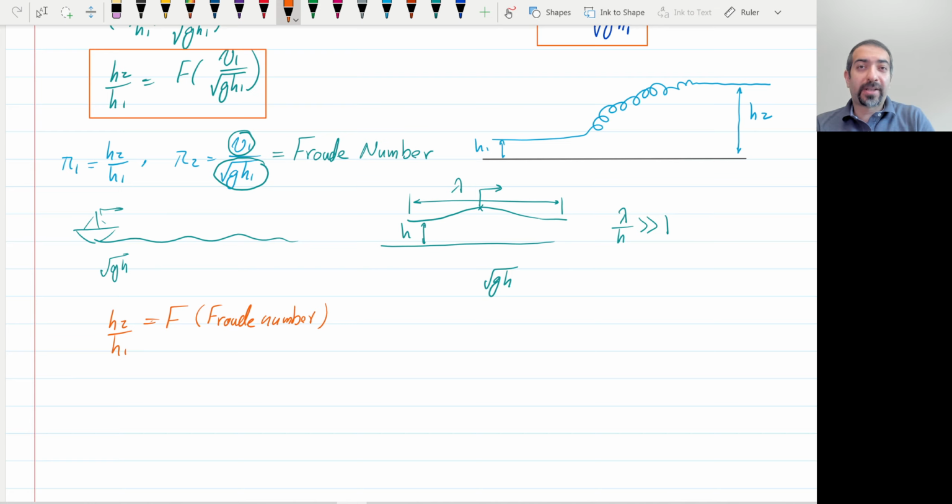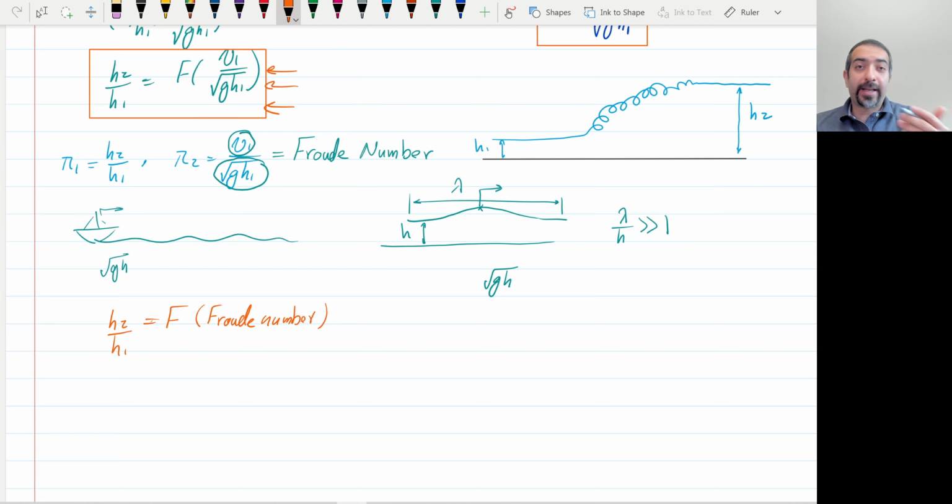As before, dimensional analysis doesn't give us the full answer. It just says how the functionality works, right? What variables or what group of variables is a function of what group of variables. And so doing this here, we come to the conclusion that, well, this is it. If we solve the full Navier-Stokes equation, this is what we're going to get, right?